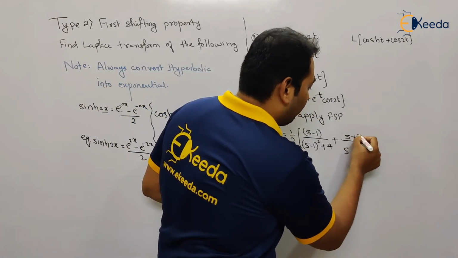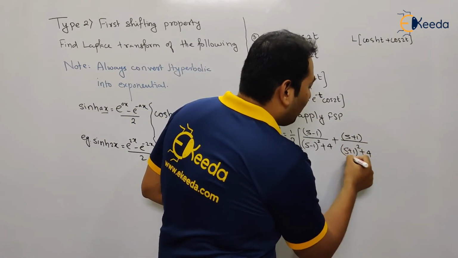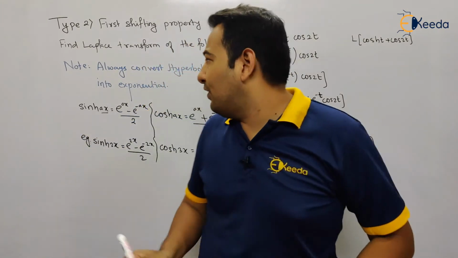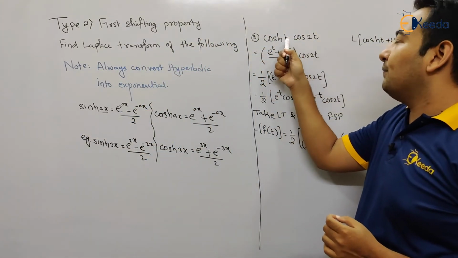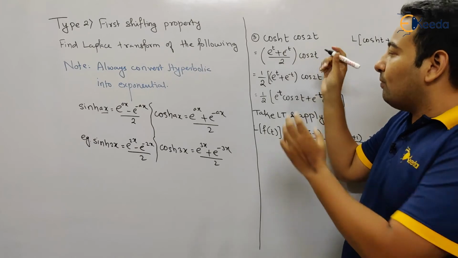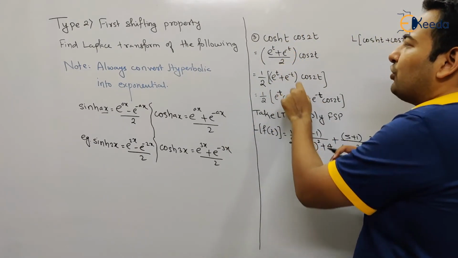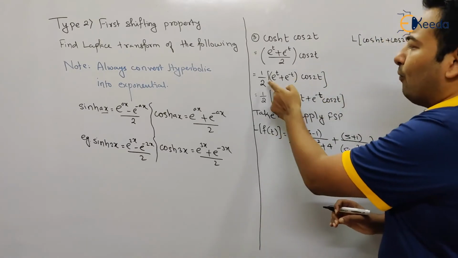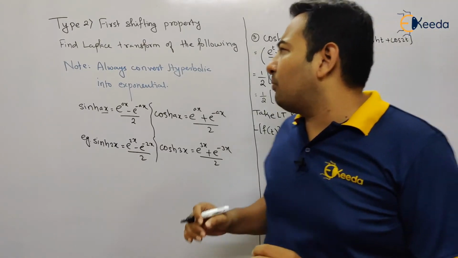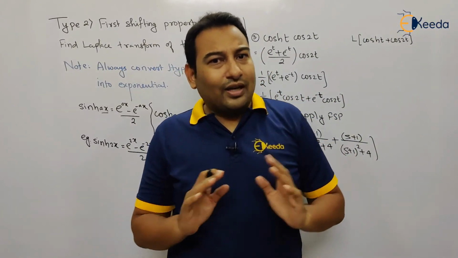That's it. So this is the way we are going to solve all the problems in which hyperbolic is involved, hyperbolic multiplied with trigonometric. This is the procedure. We always convert hyperbolic into exponential, and as soon as we do that, 1 upon 2 is outside. So this is the way we solve the problem. Is this clear? So we're done with the third problem.